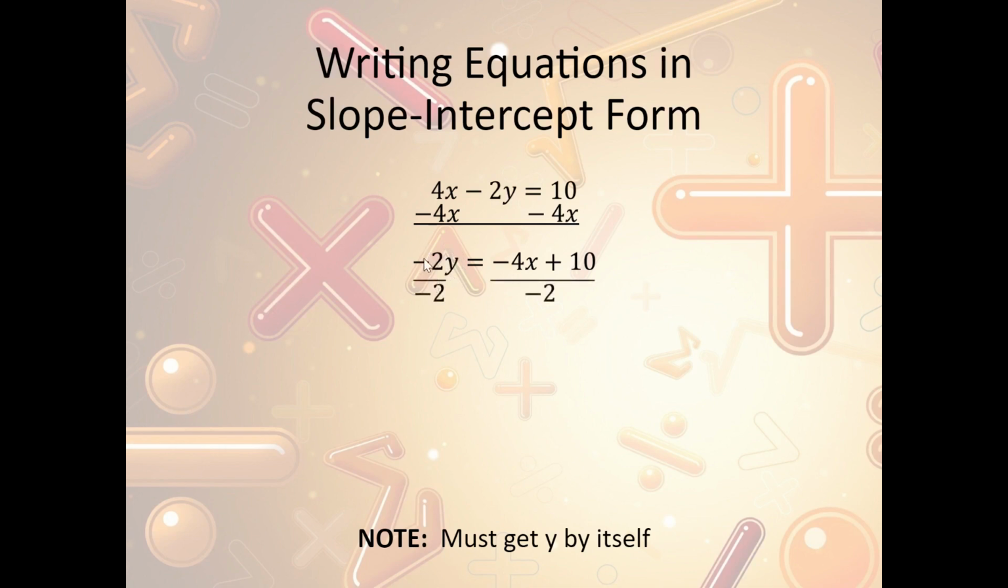That gets rid of this because negative 2 divided by negative 2 is 1. So it's just 1y. So that's what I want, just y. And then this gets divided to both of these. So negative 4x divided by negative 2 is positive 2x. And 10 divided by negative 2 is negative 5. So I end up with y equals 2x minus 5. Here's my slope. Here's my y-intercept. Now I can graph that equation.